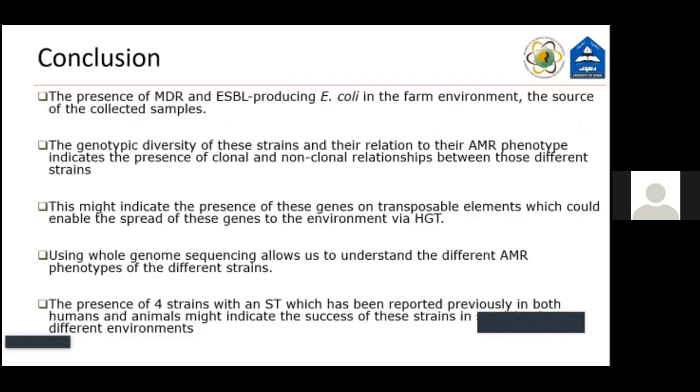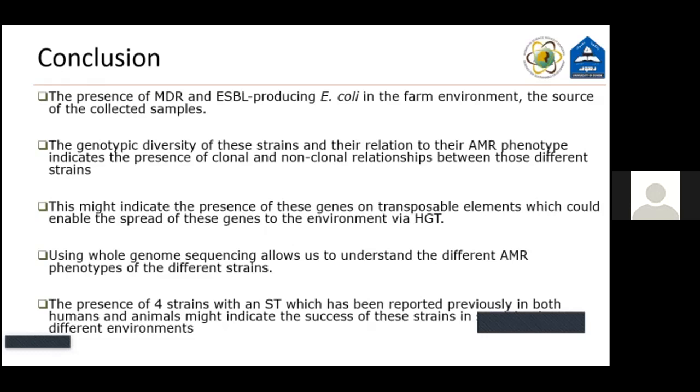The conclusion that can be derived from this study is that there were multi-drug resistant ESBL-producing E. coli isolated from the farm environment. There was a diversity of the genotypes of these strains and their relation to their phenotypes of antimicrobial resistance, which indicates the presence of clonal and non-clonal relationships between those different strains. This might indicate the presence of these genes on transposable elements, which could enable the spread of such genes in the environment via horizontal gene transfer.